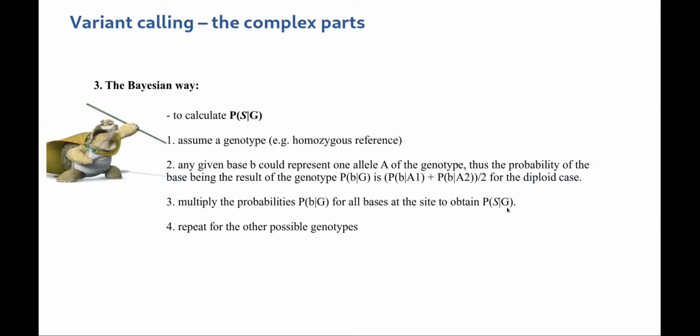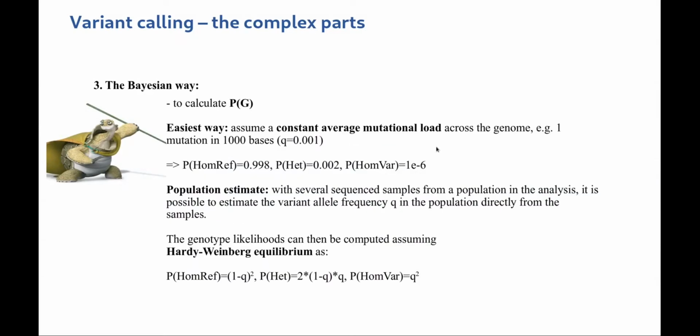Everything left and right doesn't really matter, because it will be independent of the genotype, and then again you can neglect it. So you only have to look at this one pileup column with that one column of bases, and only have to calculate these probabilities of those bases given the genotype. And then you repeat this for the other possible genotypes, right? And then you have an array of probabilities conditional on each of those genotypes.